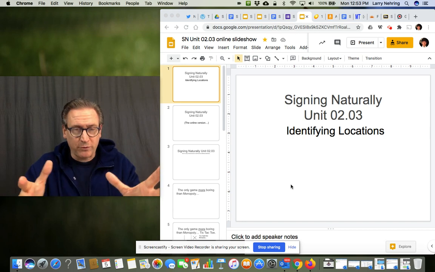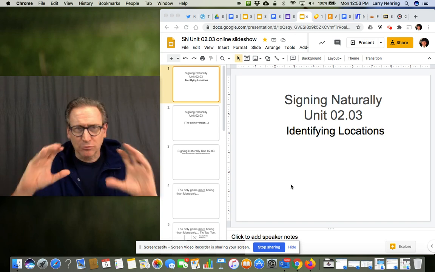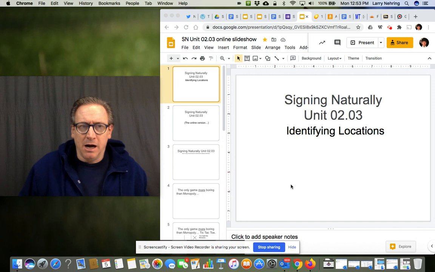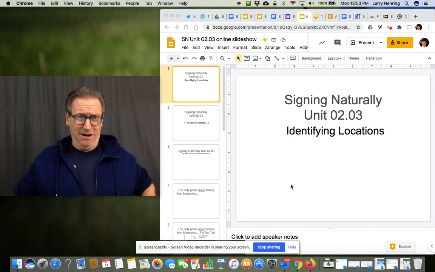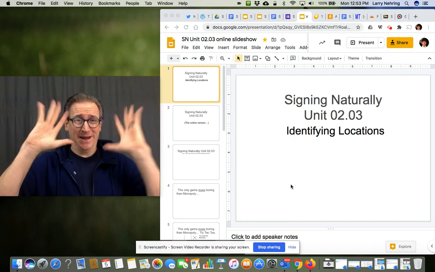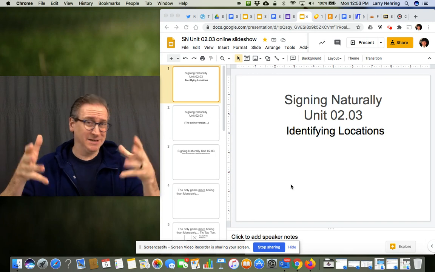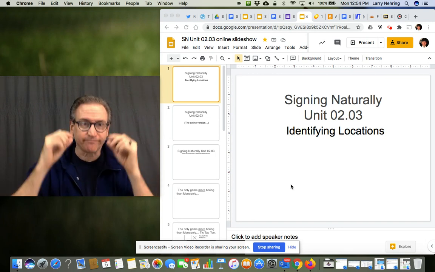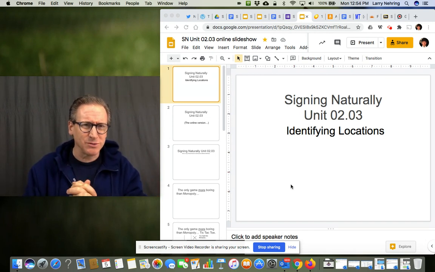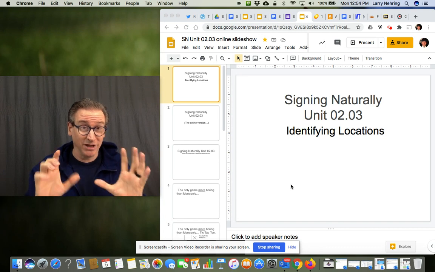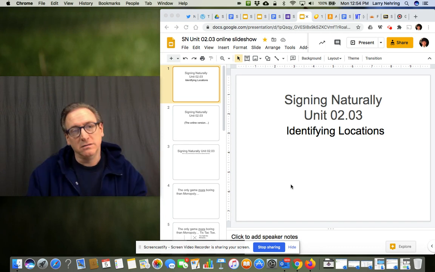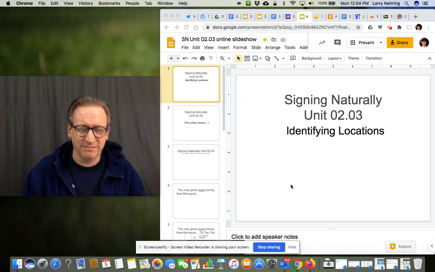Okay, 2.3 is identifying locations. It's a really simple sort of mini lesson on how to set things up in space. And they use, in the textbook, tic-tac-toe, which is one of the more boring games once you've learned it. I remember being a little kid, really liking it, and then going, oh, as if there's no real game in here.